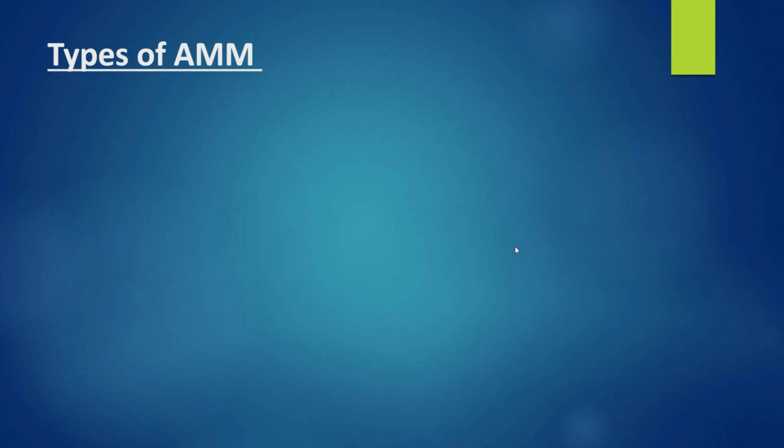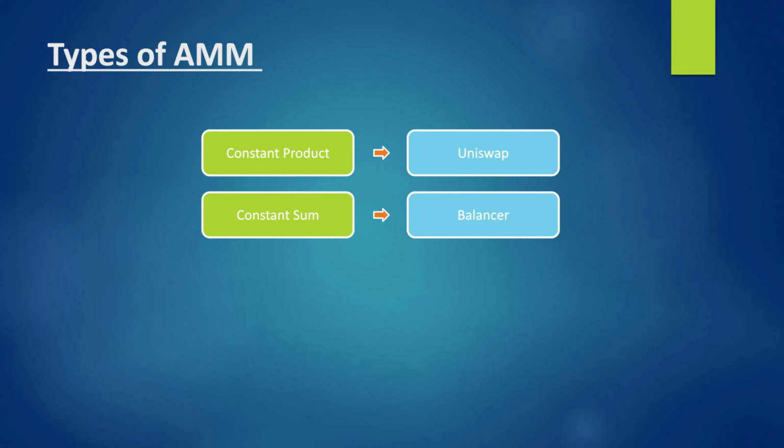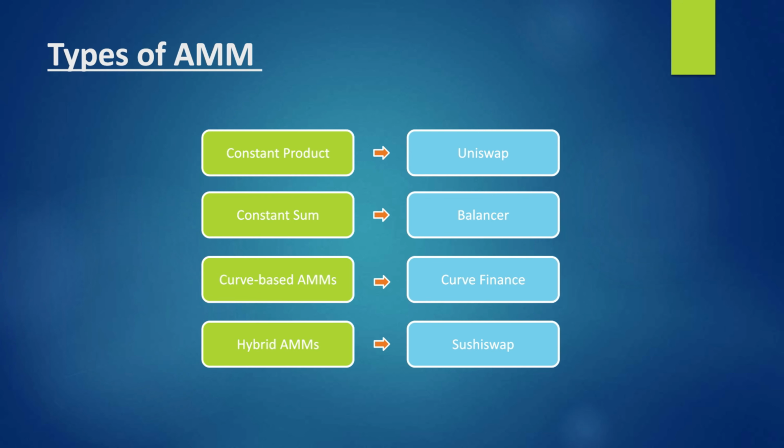And we have so many different types of AMM models. Like we have constant product that we use in Uniswap. Actually, the previous version of Uniswap uses constant product. Then we have constant sum that is used in Balancer. Curve-based AMMs, we have hybrid AMMs, and you can see the different DeFi exchanges that are using these different kinds of AMM algorithms.